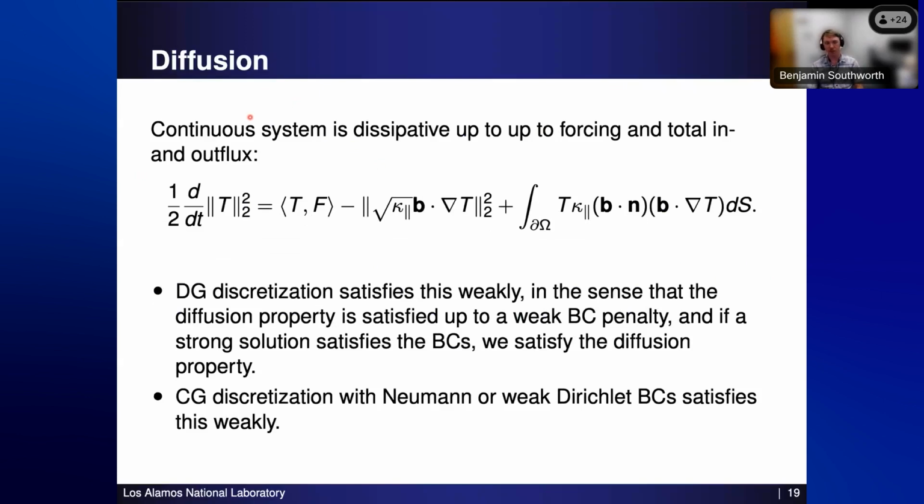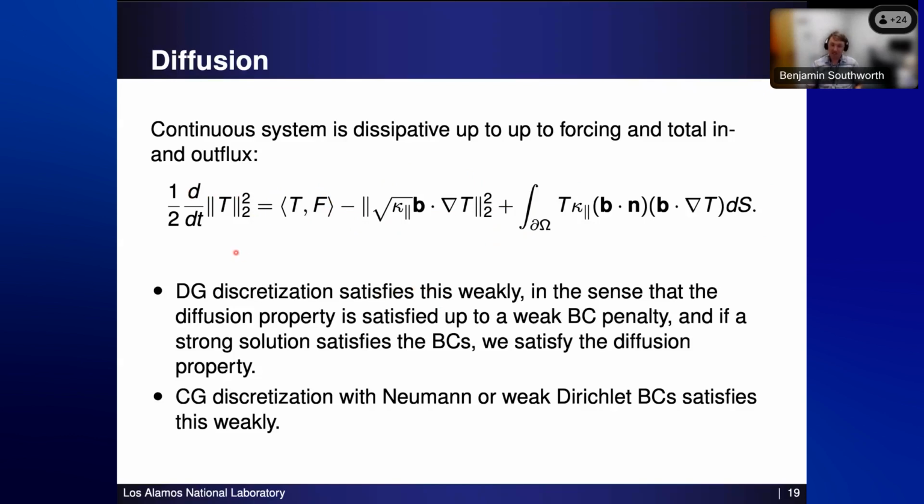Okay, so diffusion is the next structural property where we just look at the magnitude of the temperature in the L2 norm as a function of time. And so continuous system satisfies this kind of structural property where it's dissipative up to the forcing terms. That's this TF right here. Sorry, we changed notation from an S to an F. So dissipative up to forcing term, and then the total in and outflux. So we have influx, outflux here, and then this is actually our magnitude of dissipation, so the change in time, right, of the total temperature.